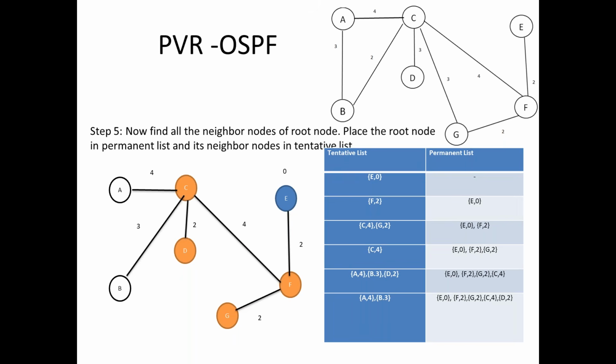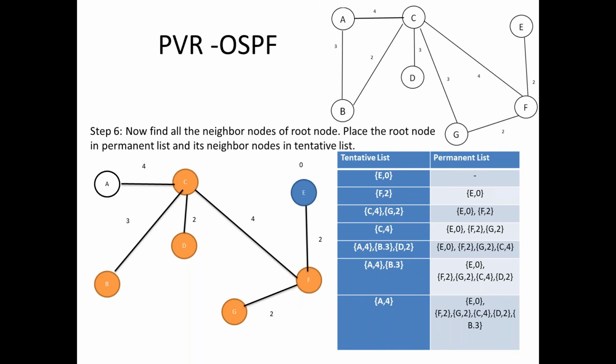Okay, now again we have to check which one is the least. At this stage, if you check, D is not connected with any other node, so there is no neighbor to add to the tentative list. Now we have A and B. A's cost is 4 and B's cost is 3. So B has the least cost, so B will be added to the permanent list.